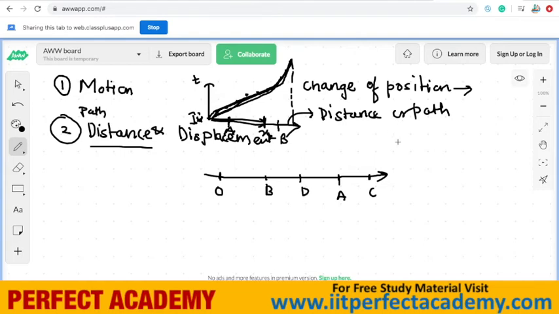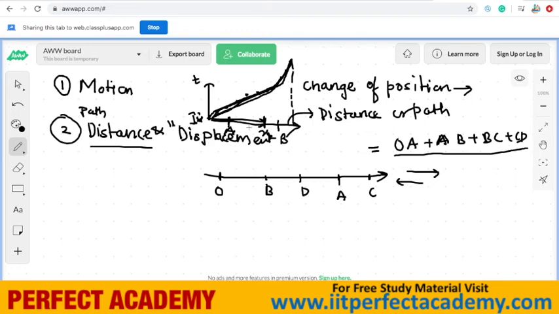So the total distance will become OA plus AB plus BC plus CD. So it is independent of whether the particle is moving in the forward direction or reverse direction. It is simply a number or scalar quantity which doesn't depend on the direction. Okay, that is path distance.